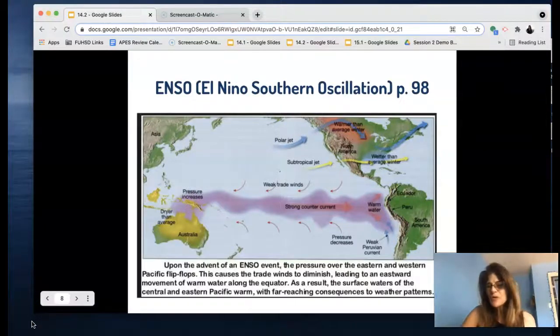Hello. Today we're going to build on what we learned last class about global climate as we understand a really cool weather phenomenon called ENSO, which stands for El Nino Southern Oscillation. Now, this picture in your book gives you an overview of what happens, and it all starts with the pressure over the eastern and western Pacific Ocean flip-flopping, which causes the trade winds to weaken or die off. And this results in a variety of different weather pattern consequences.